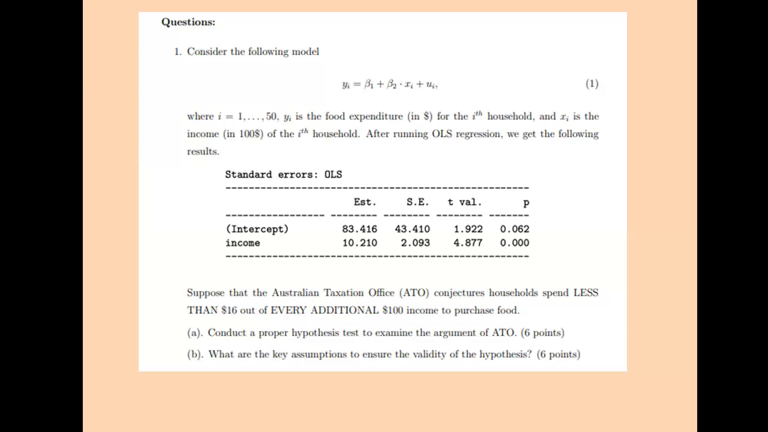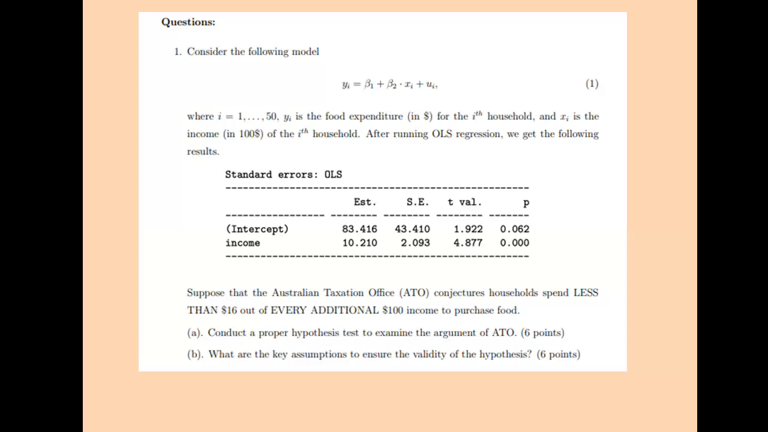So which one is our assumption here, based on the question? We can see, suppose that the Australian Taxation Office, or ATO, conjectures households spend less than $16 out of every additional $100 income to purchase food. So this is the assumption that we can use to make the hypothesis test. $16 is the number of the assumption, and the argument here is less than $16: households spend less than $16. Now we already understand the problem.